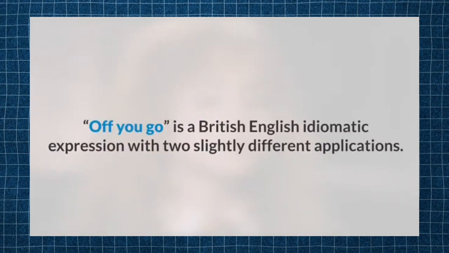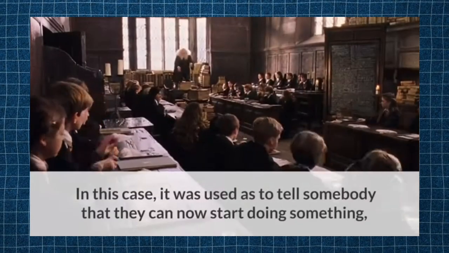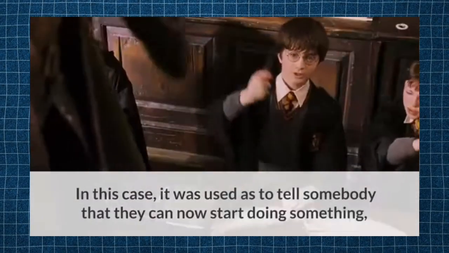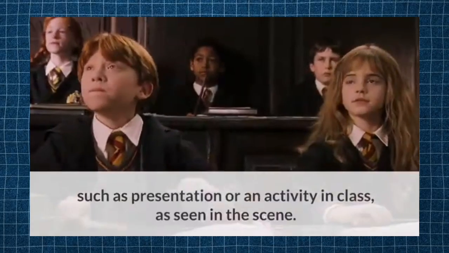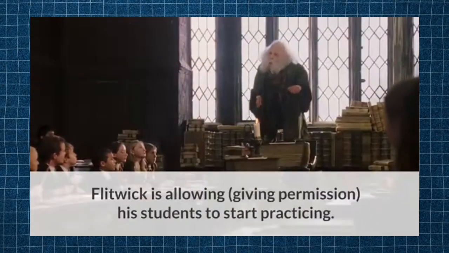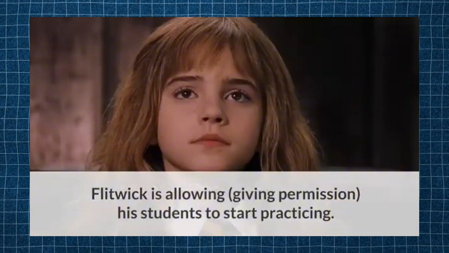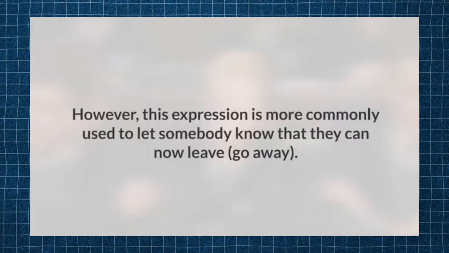Off you go then. Off you go is a British English idiomatic expression with two slightly different applications. In this case, it was used to tell somebody that they can now start doing something, such as a presentation or an activity in class, as seen in the scene. Flitwick is allowing his students to start practicing. However, this expression is more commonly used to let somebody know that they can now leave.